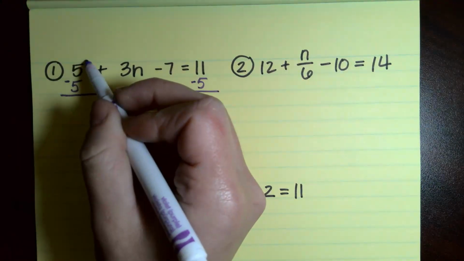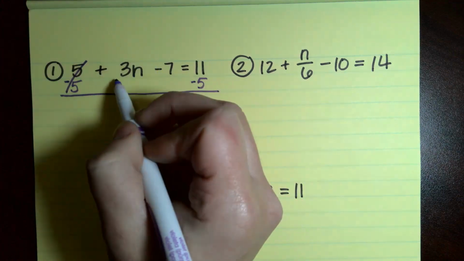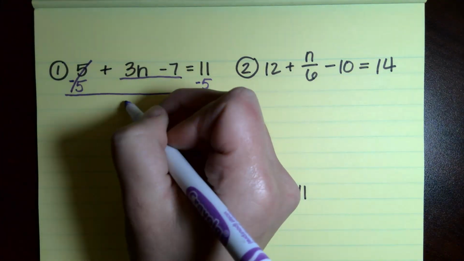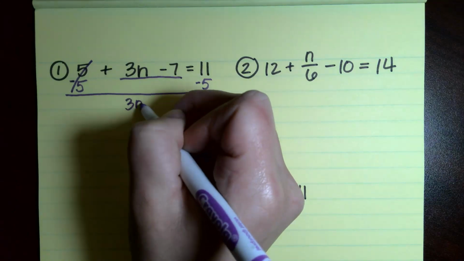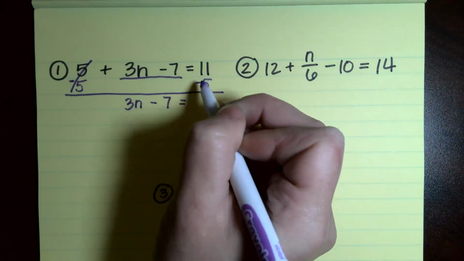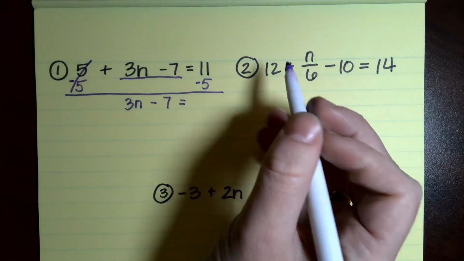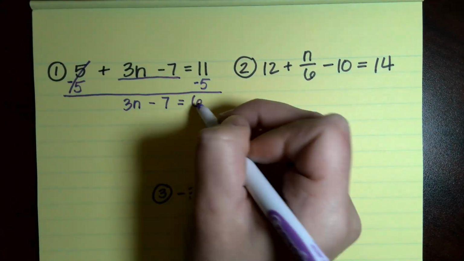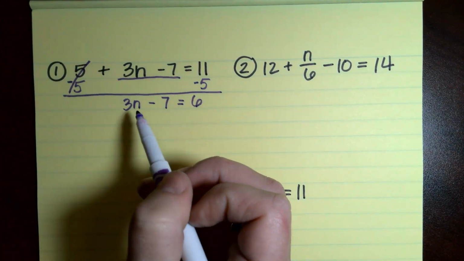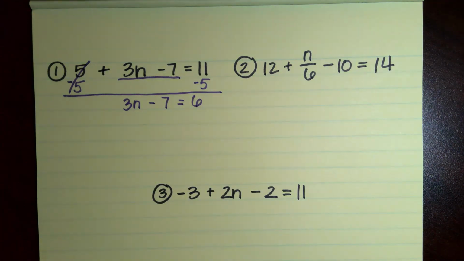Yep. They cancel. Great. Then we want to bring everything down. We still have 3n minus 7. So let's write that below. 3 times n minus 7 equals 11 minus 5. What is that? 6. Good. Now we have a whole new equation here. We have 3 times n minus 7 equals 6. What should we do here?